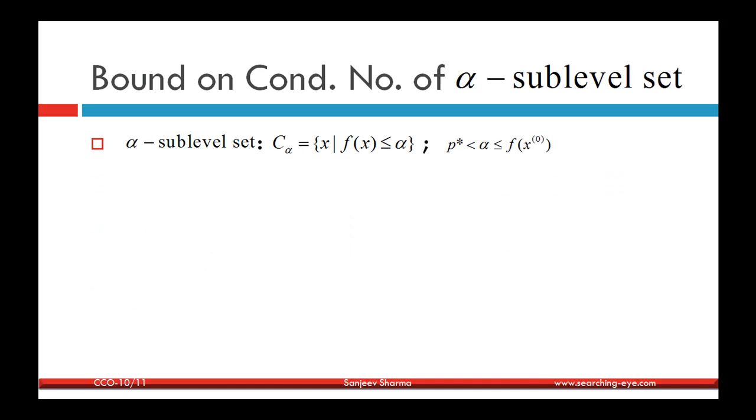So here we will see the condition number of the alpha sublevel sets. An alpha sublevel set is given by C alpha, where C alpha is the set of all x such that f x is less than or equal to alpha, where alpha is greater than p star and is less than or equal to f of x0, which is the initial value.